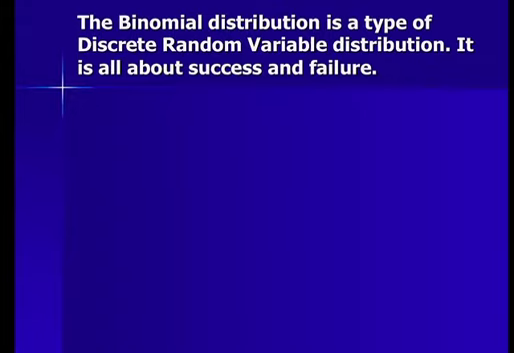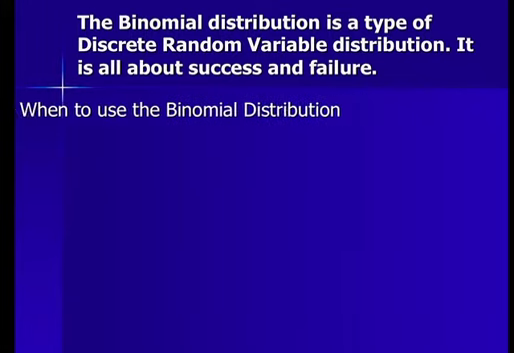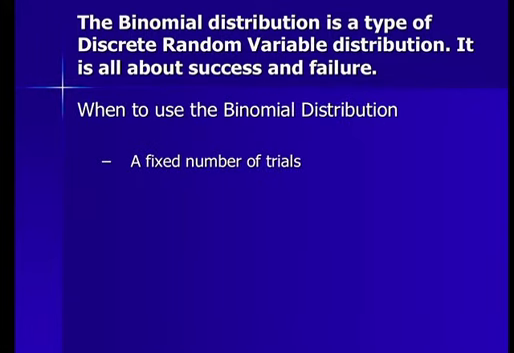So as it says here, the binomial distribution is a type of discrete random variable distribution, and it's about success and failure. The times when we're going to use the binomial distribution is when there's a fixed number of trials. So we're doing something a specific number of times. It can't be something where we could be doing it indefinitely. It's got to be that we do it 10 times or 20 times or 100 times. And there's got to be only two possible outcomes. That's what the success and failure bit was talking about. So either something we're looking out for happens, which would be a success, or it doesn't happen, which would be a failure. So it's the one or the other.